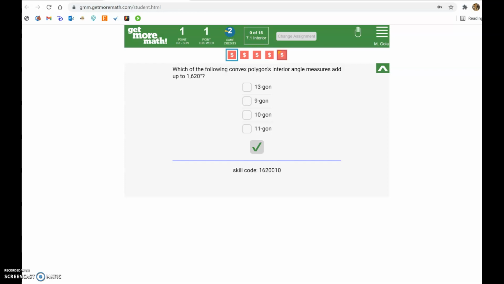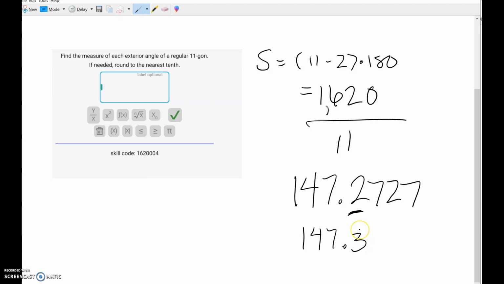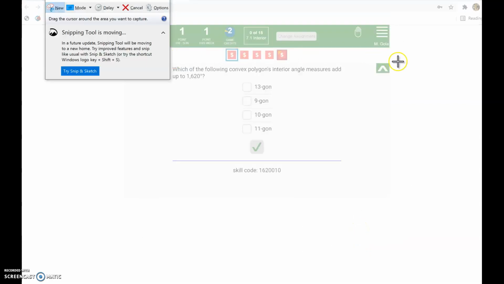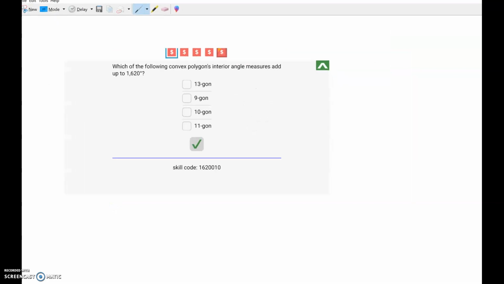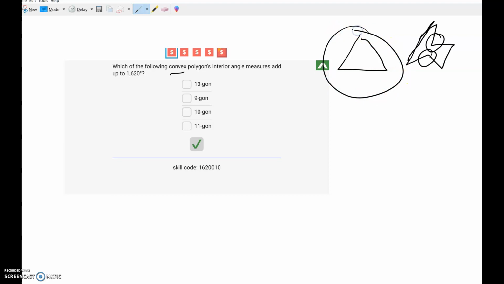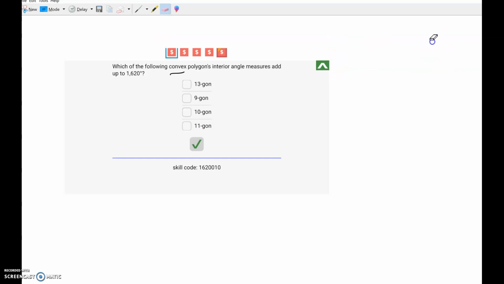Which of the following convex polygon interior angle measures add up to 1620? It's just asking which of these would possibly be a sum of 1620. Recall that convex means nothing is caved in. These here are concave. This triangle is convex.